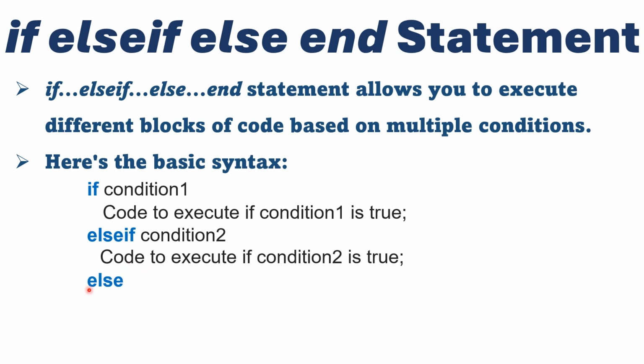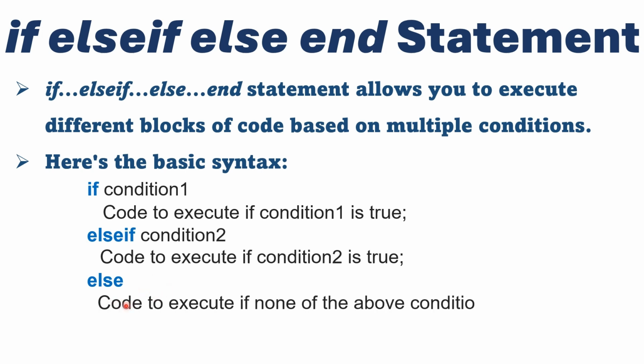And it will come to else if this condition is not true or this condition is not true. By default, the code will jump here and execute the statement written under the else. That means the code to execute if none of the above conditions are true. If false, by default the code will jump here and execute the statements or block of code written here. And at the end, without forgetting, we have to write end. And this is how the if elseif end statement works in MATLAB.